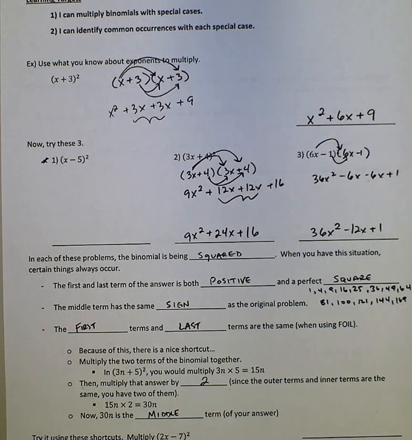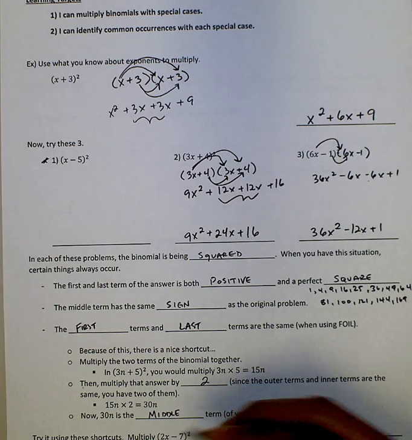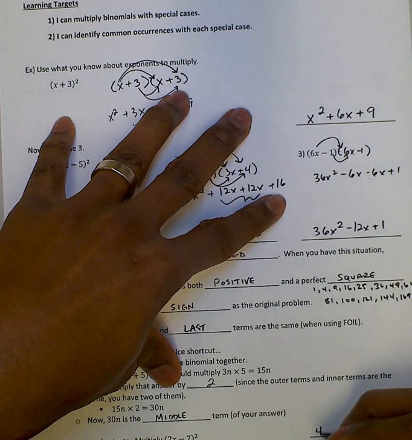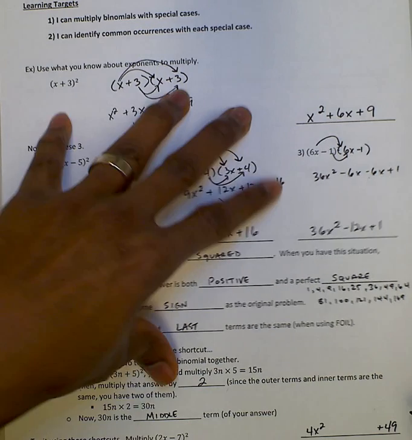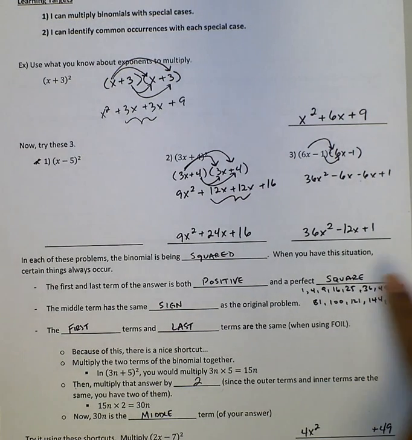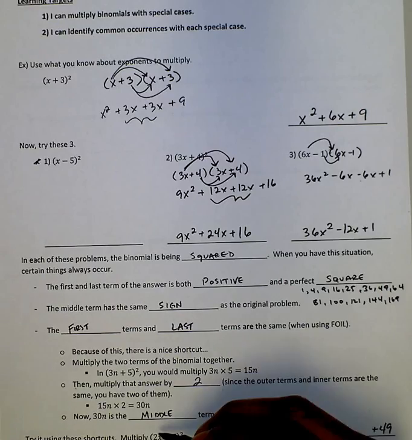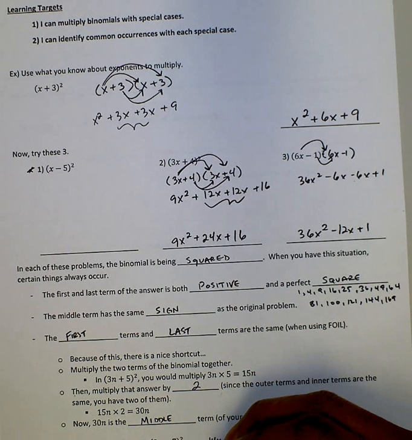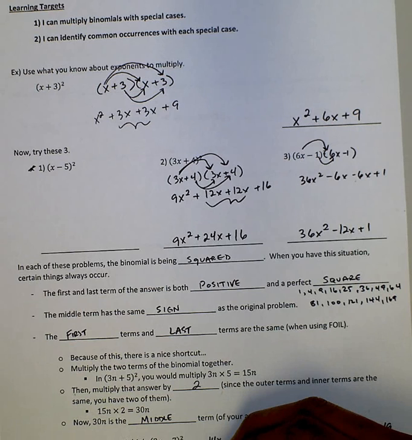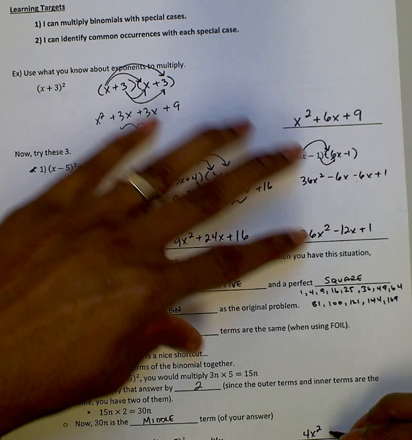And so if we're using this shortcut, remember we said we're going to square these, so we have 4x squared plus 49. Positive, perfect square, squaring those numbers. And then we're going to take 2x times 7, which gives us 14x, times 2, which gives us 28x. So minus 28x.